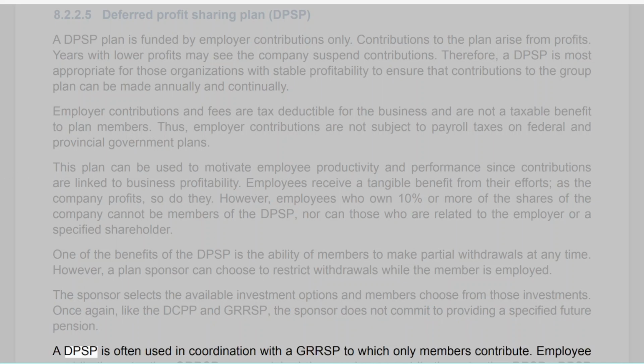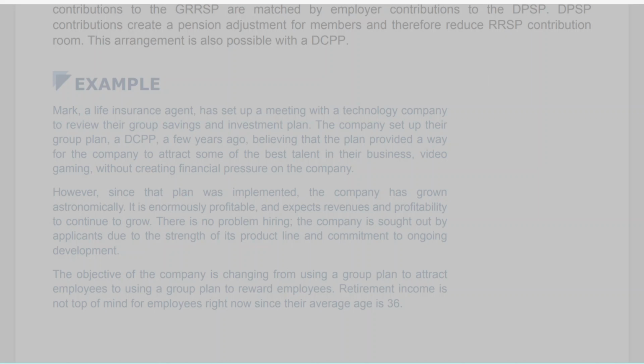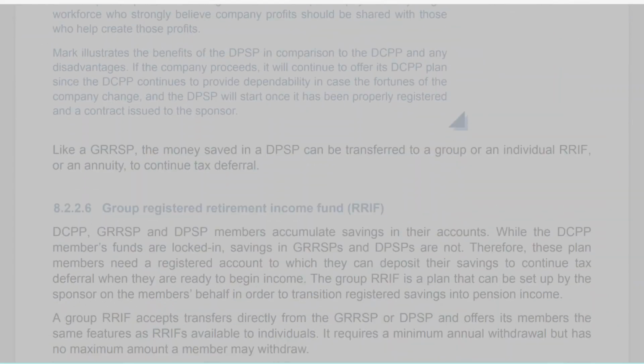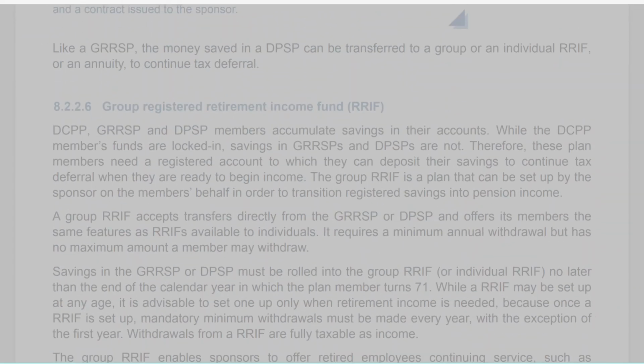A DPSP is often used in coordination with a GRRSP to which only members contribute. Employee contributions to the GRRSP are matched by employer contributions to the DPSP. DPSP contributions create a pension adjustment for members and therefore reduce RRSP contribution room. This arrangement is also possible with a DCPP, and a contract issued to the sponsor.